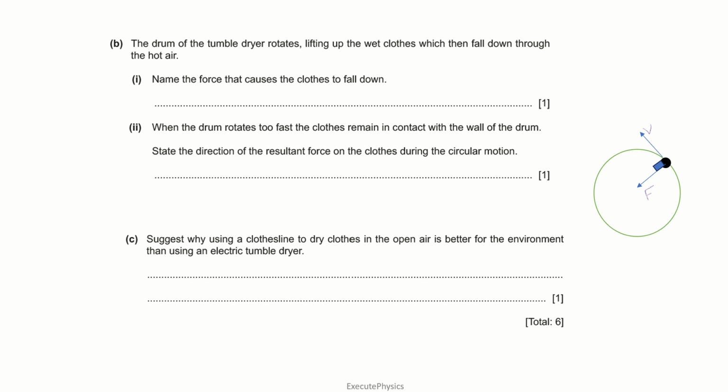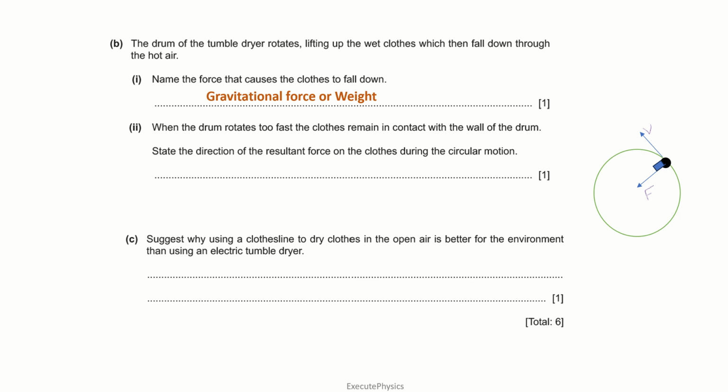Next part of the question says, the drum of the tumble dryer rotates, lifting up the wet clothes, which fall down through the hot air. Name the force that causes the clothes to fall down. Obviously, you can mention the weight of the clothes which causes them to fall down, or the gravitational force. Either one is correct.